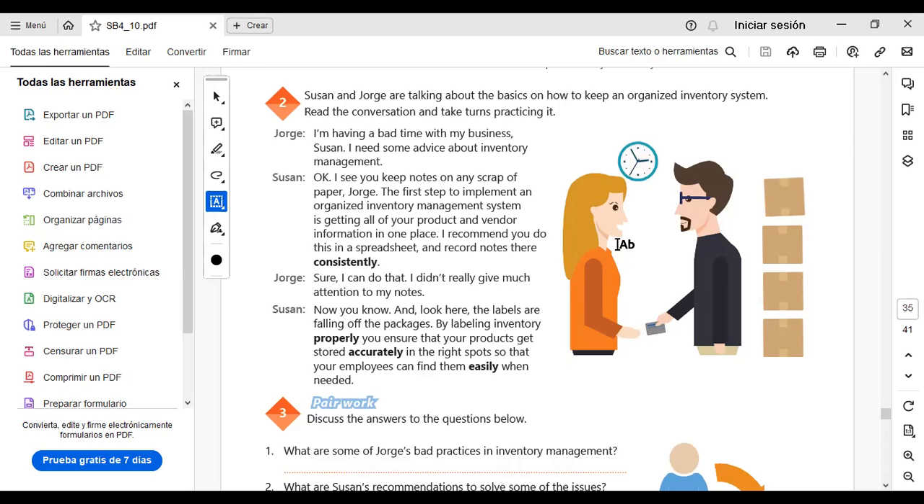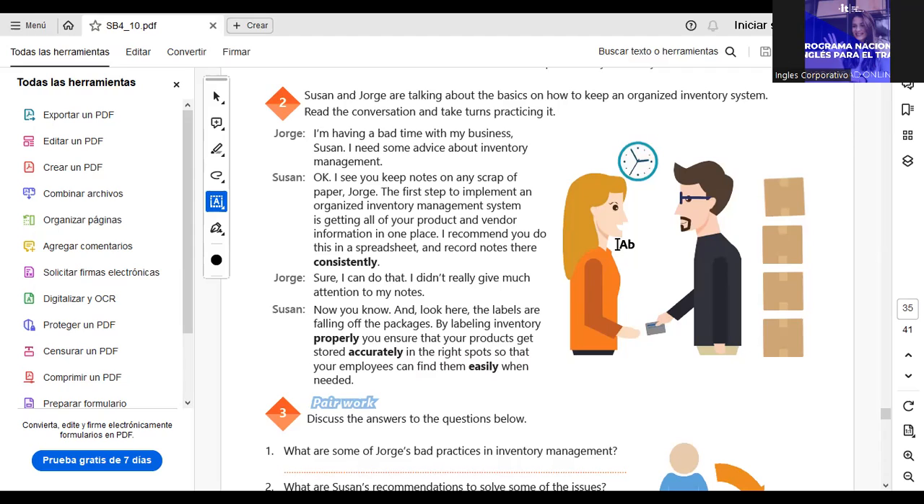Okay. I'm having a bad time with my business, Susan. I need some advice about inventory management. Okay, I see you keep notes on any scrap of paper, George. The first step to implement an organized inventory management system is getting all of your product and vendor information in one place. I recommend you do this in a spreadsheet and record notes there consistently.